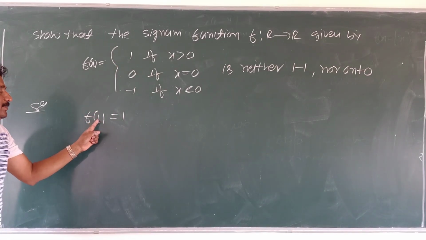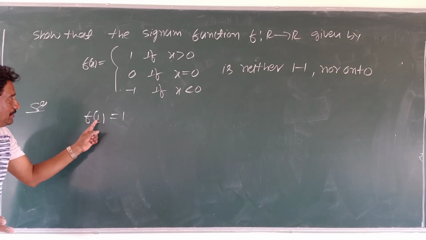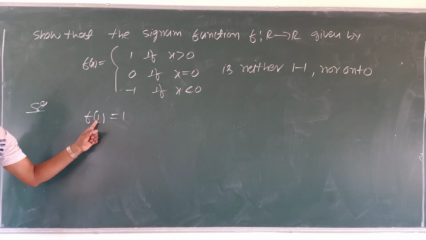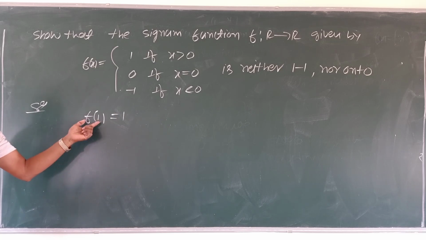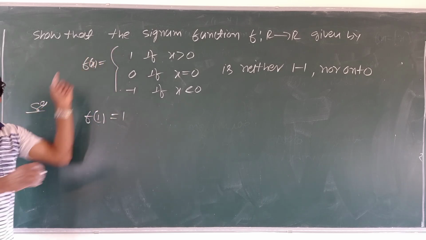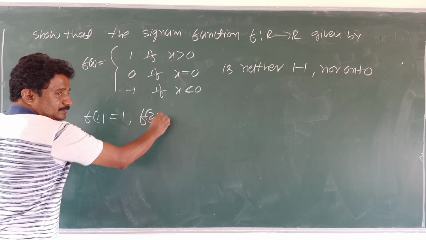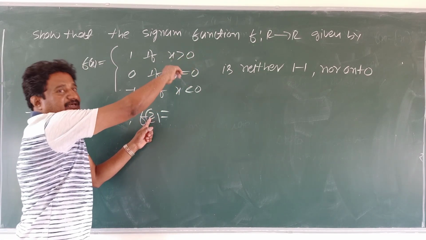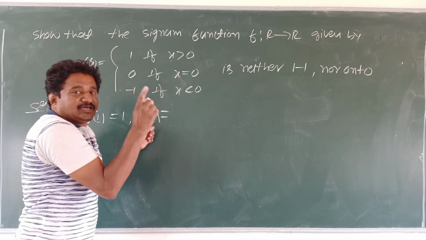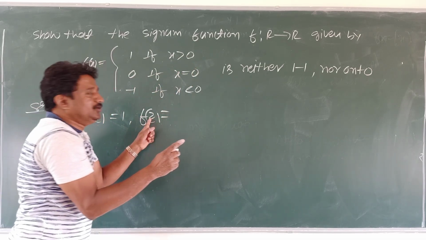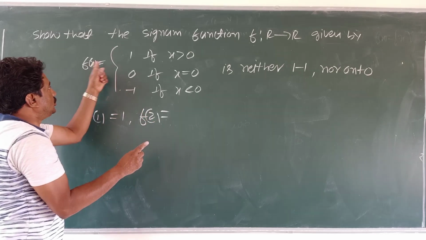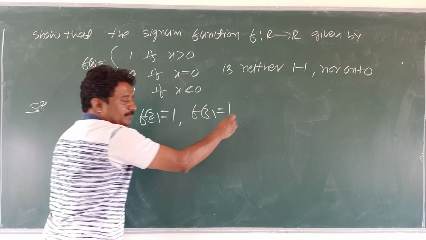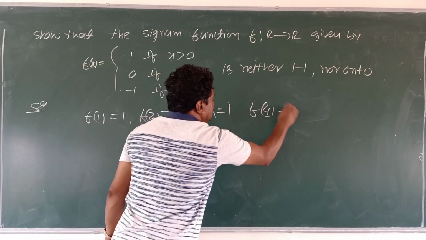For x, I am taking 1. Is this 1 greater than 0 or less than 0? Greater than 0. I should take f(x) equal to what? 1. Tell me f(2). Is 2 greater than 0 or less than 0? Greater than 0. If x is greater than 0, for f(x) you should take 1. Tell me f(3), friends. f(3) is 1, f(4) is 1, and so on.